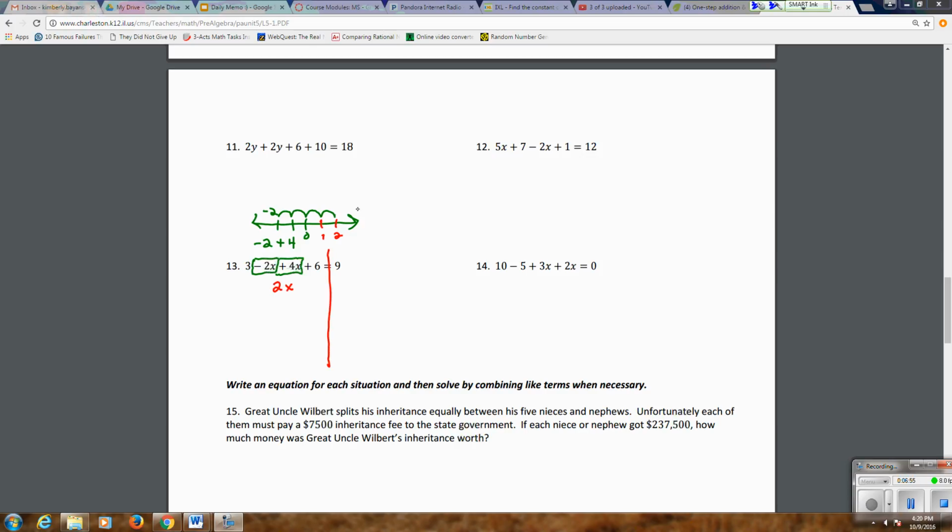Now you finish it out. Here are your other like terms, positive 3 and positive 6. So you finish it out and finish out the two-step equation, and then you try this one. And you have everything there you need to look at.